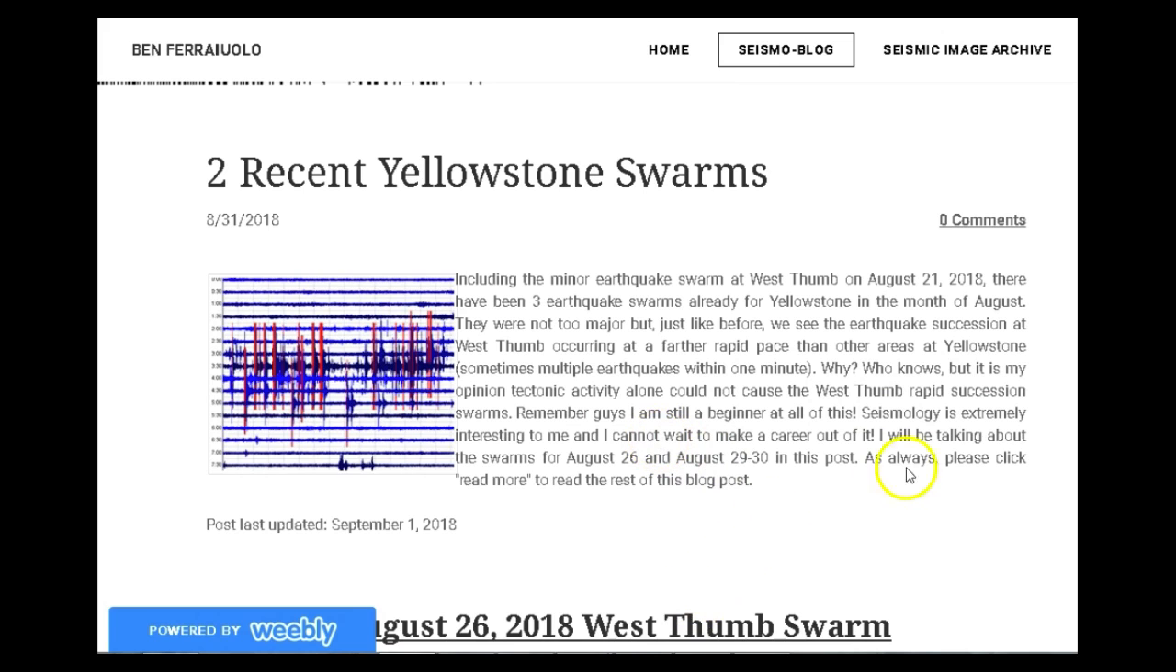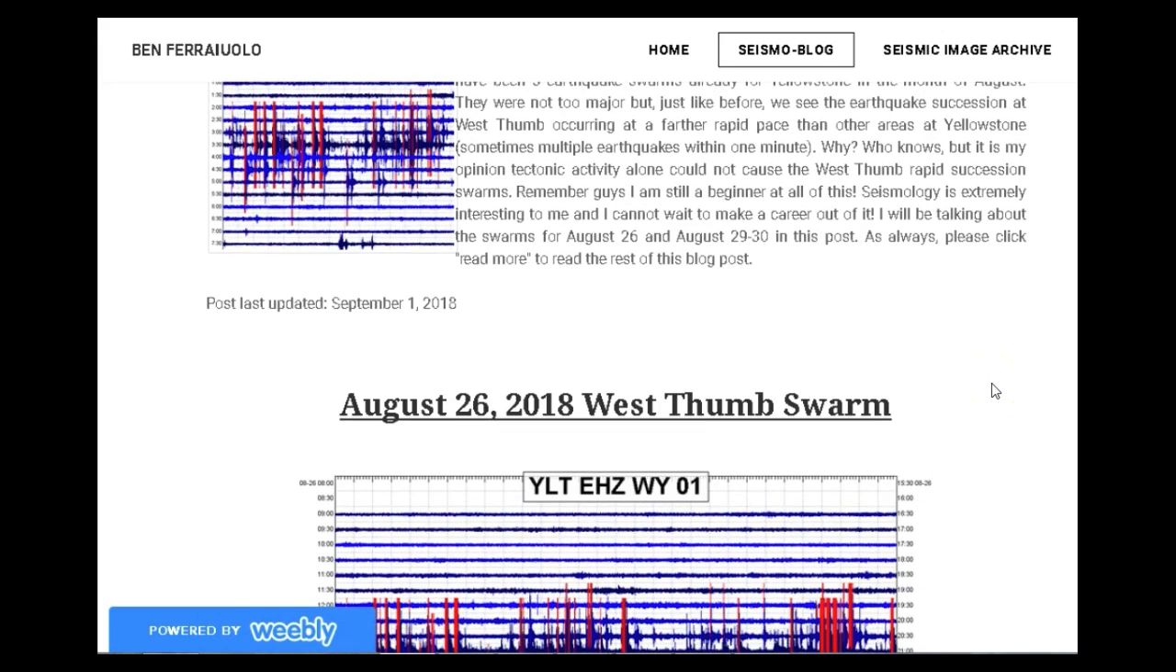Remember guys, I'm still a beginner at all of this. Seismology is extremely interesting to me and I cannot wait to make a career out of it.